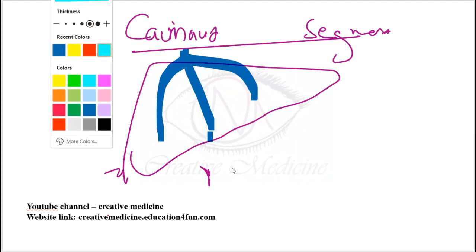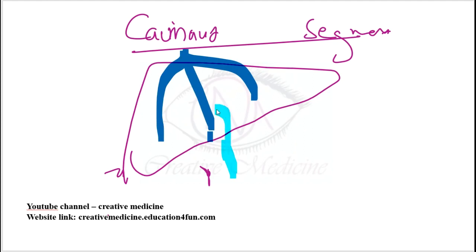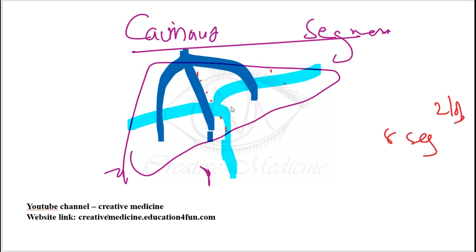The portal vein gives two branches, the right and left portal veins. In this way it is dividing into segments. Mainly it divides into 2 lobes, which again divide into a total of 8 segments. So what are the segments? If we name them, it is 2, 3, 4A, 4B, 5, 6, 7, 8.